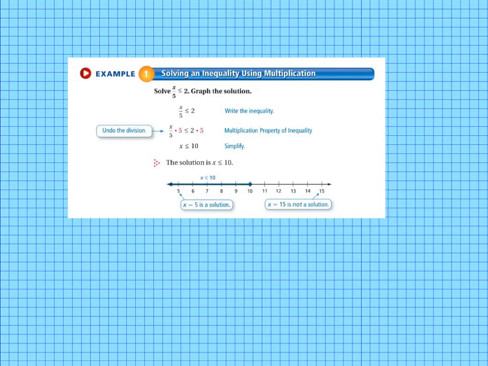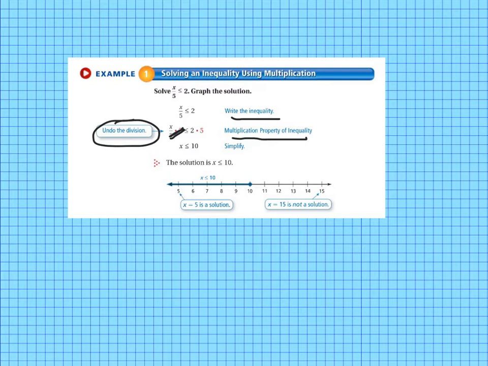Let's dive into example 1, solving an inequality using multiplication. So our inequality is x divided by 5, or x over 5, less than or equal to 2, and we're going to graph the solution. So the first step, write the inequality. The second step, we're using the multiplication property of inequality to undo that division. So x over 5, we need to undo that division to get x by itself. So we undo that by multiplying by 5.